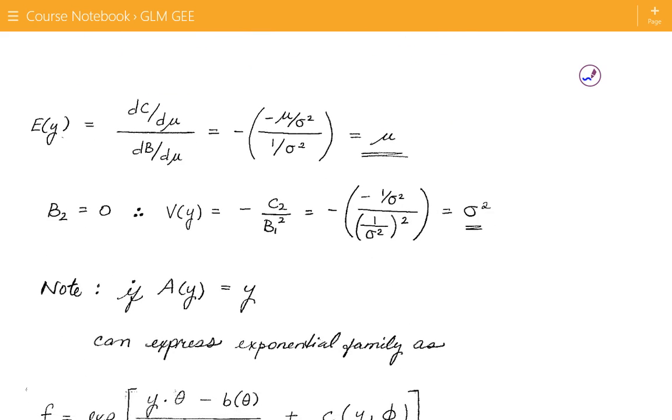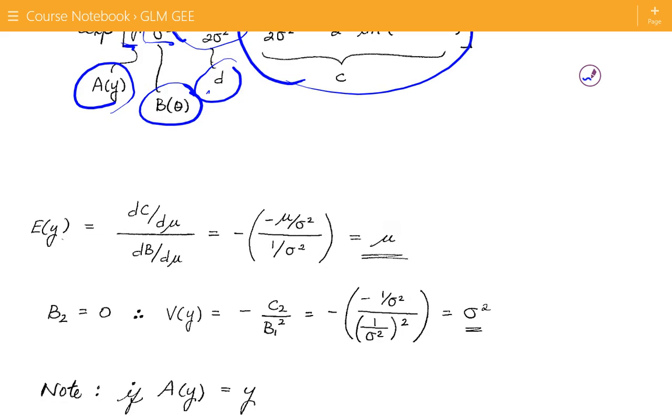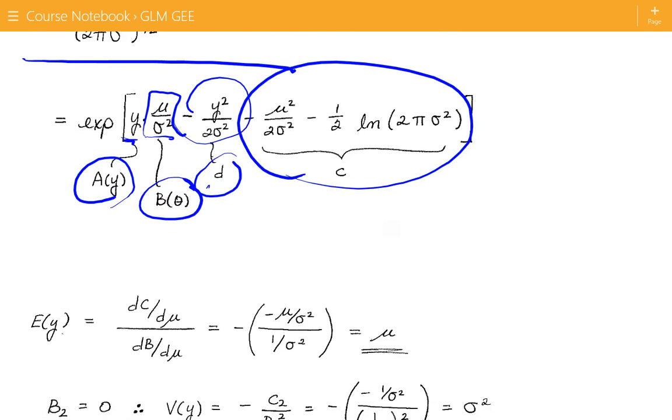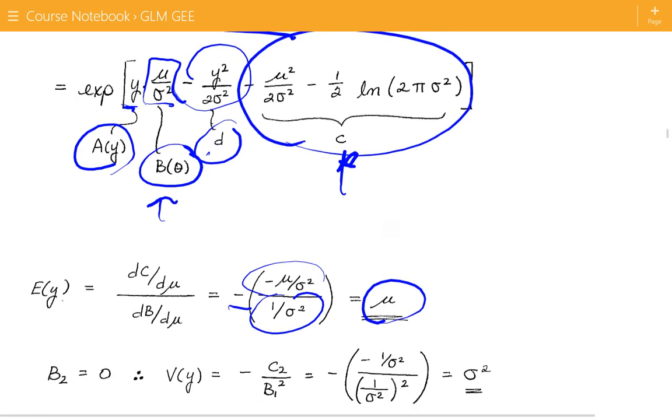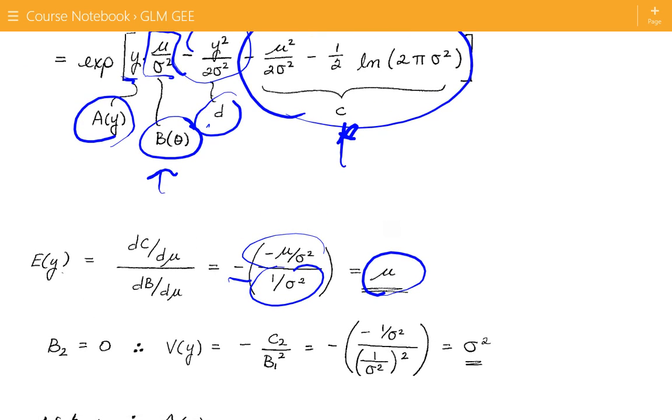Our expected value of y is the negative of the derivatives divided by each other. If you were to go up here and take the derivatives of each of these, so here is the derivative of c, we want to take the derivative of c and we want to take the derivative of b. And what we get is negative mu over sigma squared divided by 1 over sigma squared, and take the negative of that quantity and you do a little bit of algebra, you find out that it is equal to mu, which is not surprising. For the normal distribution, the expected value of y is equal to the parameter, which I happen to label mu.